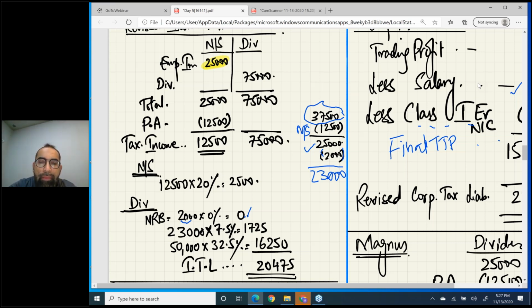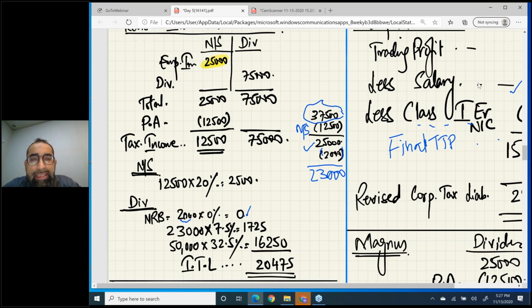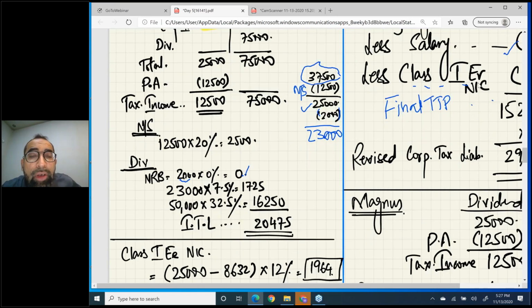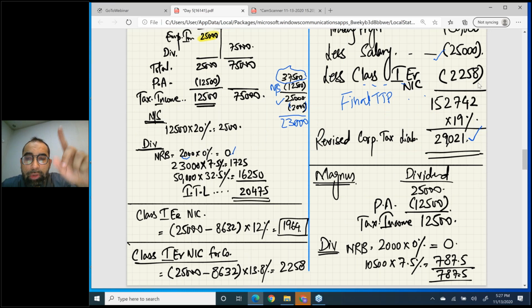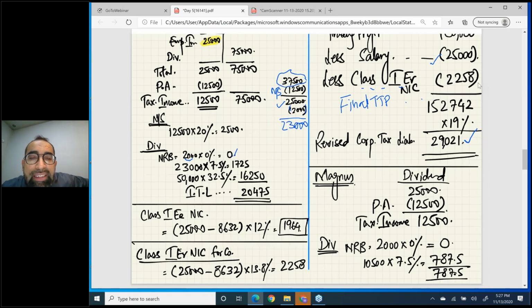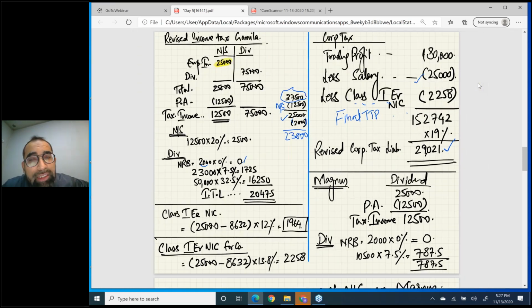Now, as Jamila is an employee also, she has to pay class 1 employee NIC on her cash salary. What was the cash salary of Jamila? Think over it. Only 25,000. Now take out the rates of class 1 employee NIC.